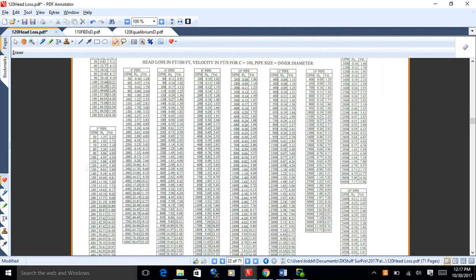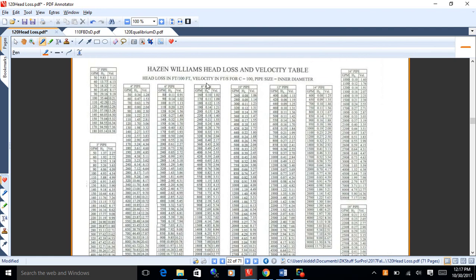What you get on this chart is head loss in feet per 100 feet. So this will tell you how much head loss you've got per 100 feet of pipe. It'll also tell you the velocity in feet per second. This is for C equals 100. You have different C values for different pipes. This particular chart is for C equals 100, and it's hard to find charts for C other than 100 for some reason. The pipe size is the inner diameter.